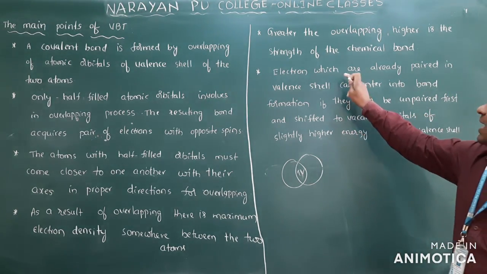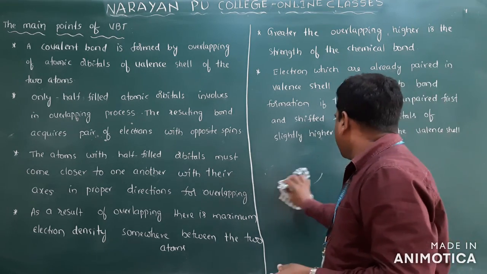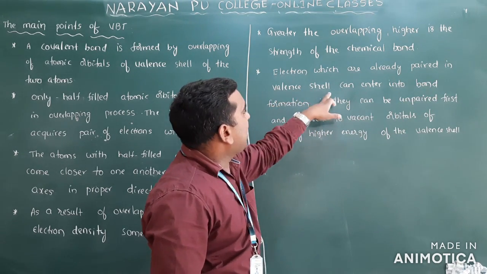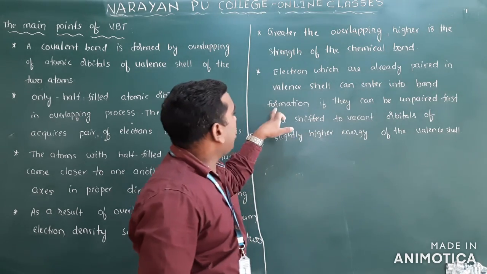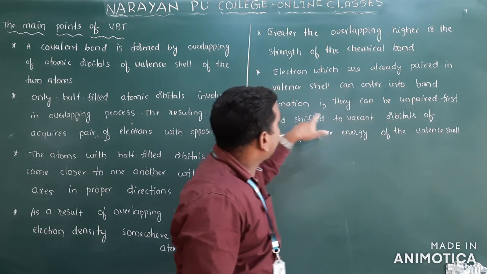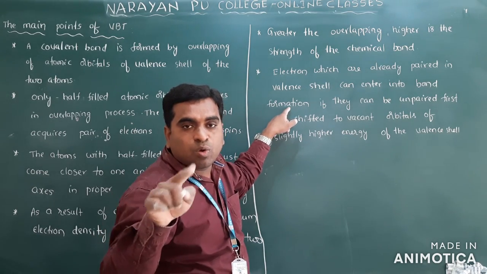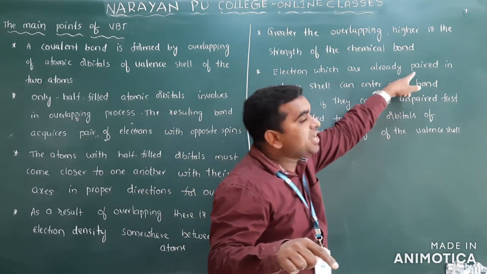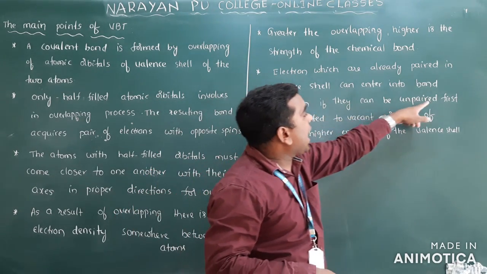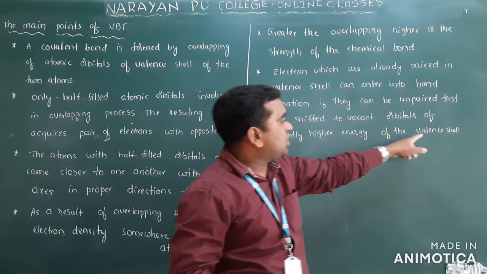Last one. Electrons which are already paired in the valence shell. This is important. What they have mentioned is that electrons which are already paired in the valence shell can enter into the bond formation. Paired electrons will not enter into the bond formation according to VBT, only half-filled, because here paired means fully filled. But they can be involved in the bond formation if they can unpair first and shift into the vacant orbital of slightly higher energy of the valence.